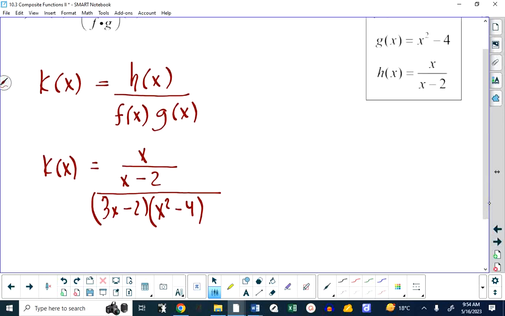I had a really good conversation with my Math 20s yesterday. We were learning about dividing rational expressions.